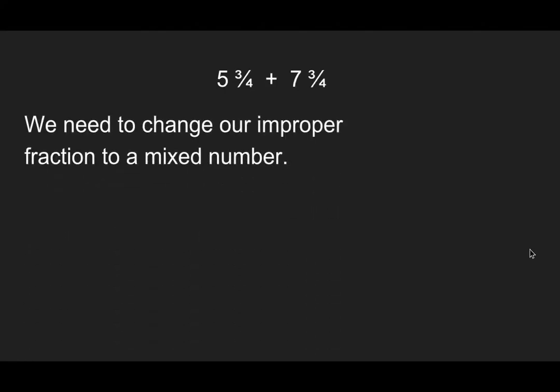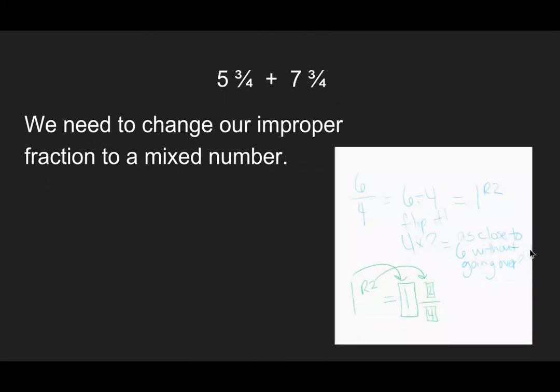So here's our problem just to remind us, 5 3/4 plus 7 3/4. Here's what we need to do. We need to change our improper fraction to a mixed number. So we've got our 6/4. In case you forget how to change an improper fraction to a mixed number, we need to divide here. What are we dividing? We're dividing our numerator by our denominator. So in this case, we're taking 6 and dividing it by 4.